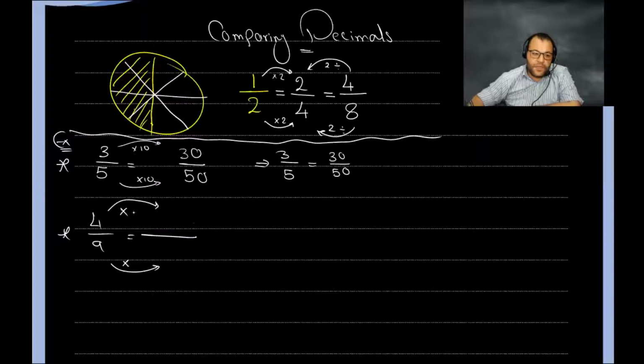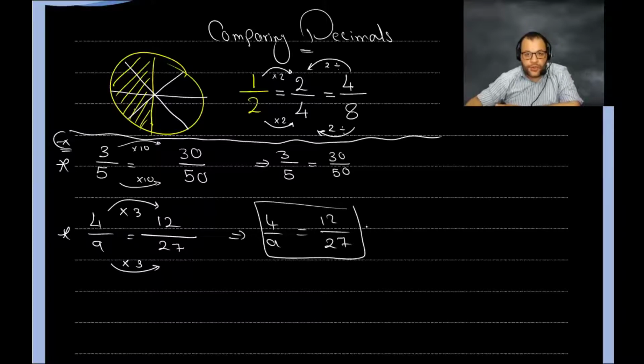40. We can multiply by 3. 4 times 3, choose any number. 4 times 3 equals 12. 9 times 3 equals 27. Then 4 over 9 is the same as 12 over 27. That's from the fraction, from grade 4. That's from the properties of the value.